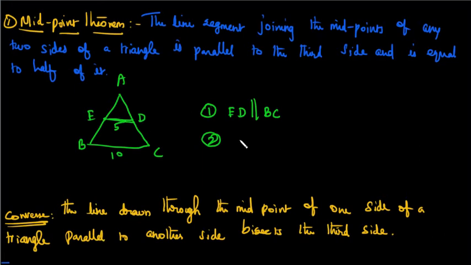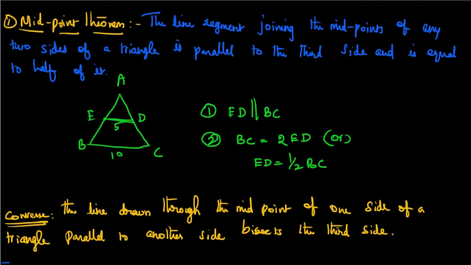So you can write BC is twice ED, or you can say ED is equal to half of BC. So this is the midpoint theorem. The midpoint theorem applies for all triangles. So what is the converse of the midpoint theorem? The line drawn through the midpoint.